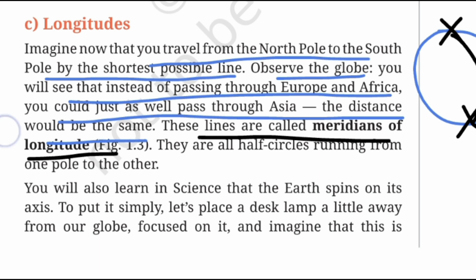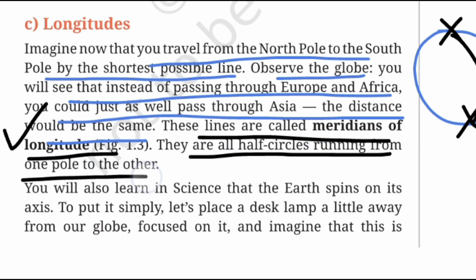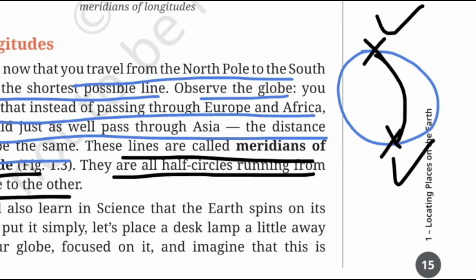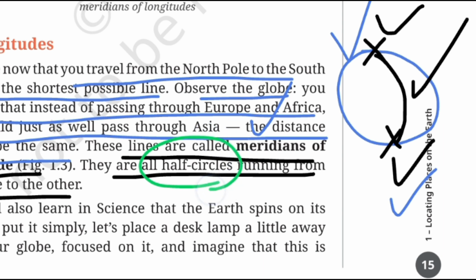Similarly, here it is meridians of longitude. Meridians of longitude are all half circles running from one pole to another. This is one pole, this is another pole. This particular black one is a half circle. So every longitude connecting the north pole and the south pole is called a meridian of longitude, and that meridian is actually a half circle connecting the north pole and the south pole. That much you understand, isn't it?